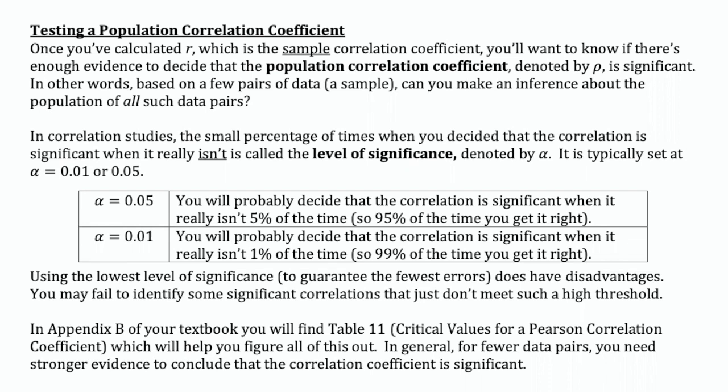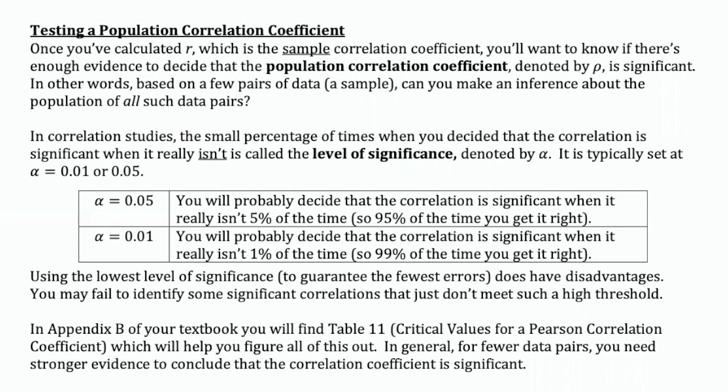of the time. So you're going to be wrong 5% of the time, but 95% of the time, you'll make that decision correctly. At a level of 0.01, you'll probably decide that the correlation is significant when it really isn't only 1% of the time. So 99% of the time, you get it right. But using the lowest level of significance to guarantee the fewest errors does have disadvantages. You may fail to identify some significant correlations that just don't meet such a high threshold. So it's kind of a balance.